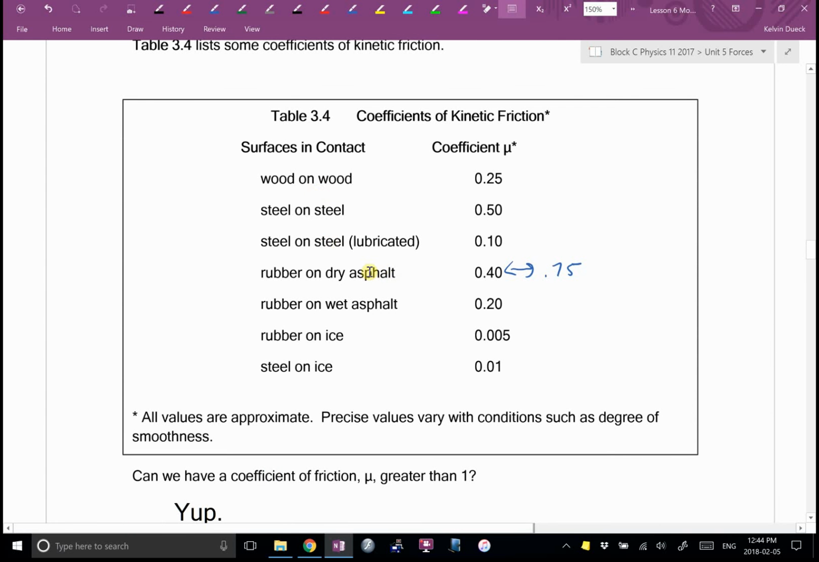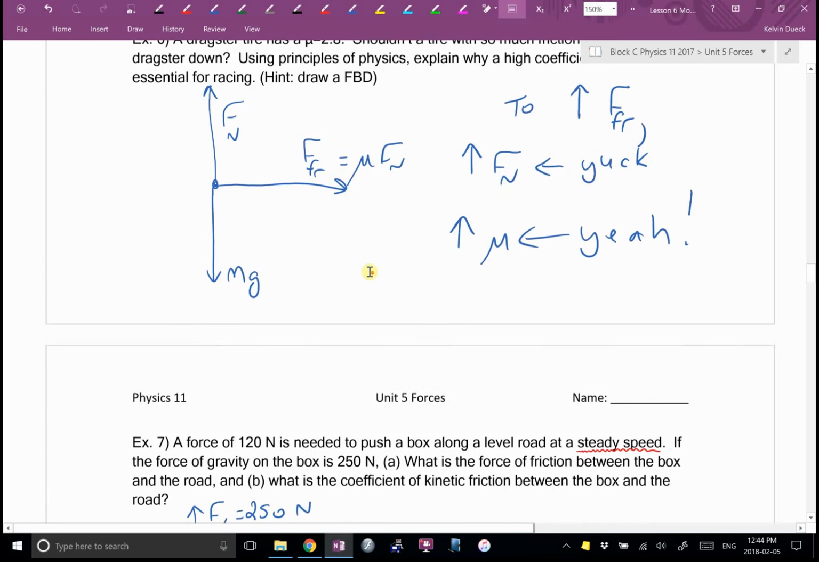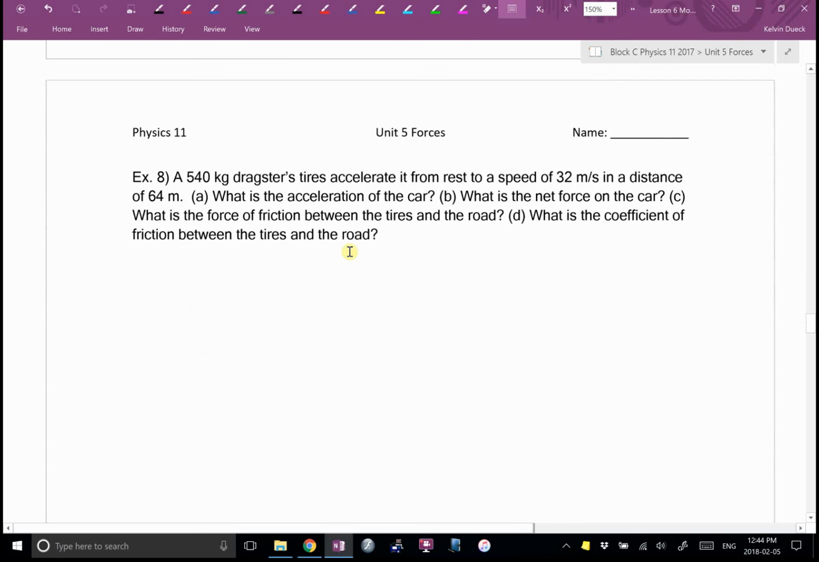I don't know. Could be wood over a rough surface. Okay, so there's number 7. Example 8. I like example 8. Example 8 is a nice question. We got a couple more, yeah?